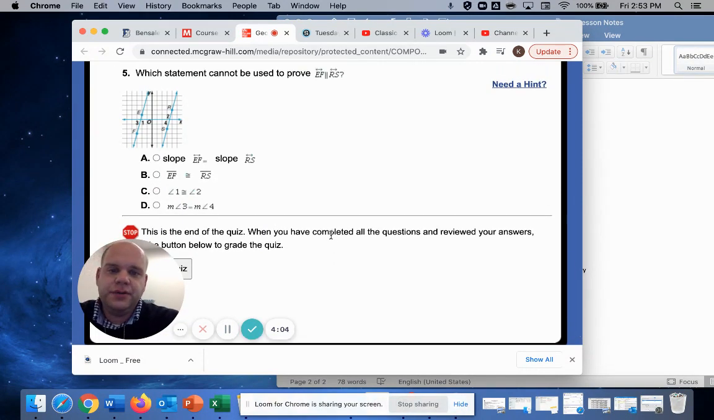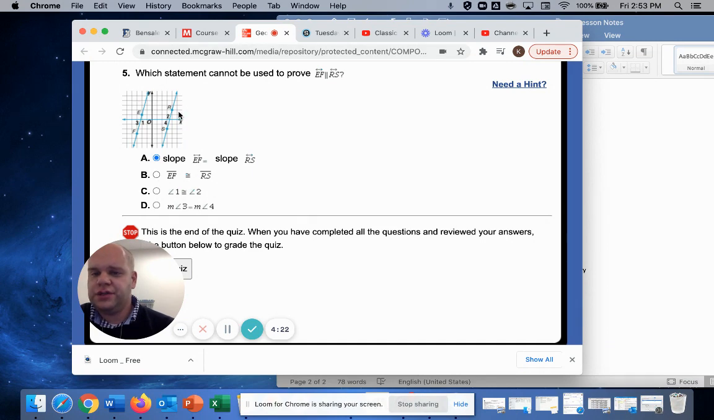Which statement cannot be used to prove EF is parallel to RS? So we've got EF right here. We've got RS right here. So remember, parallel lines have the same slope. So this statement can be used to prove, and we're looking for cannot. So if you read through this quickly, you might just do that and then hit grade. You get it wrong. All right.